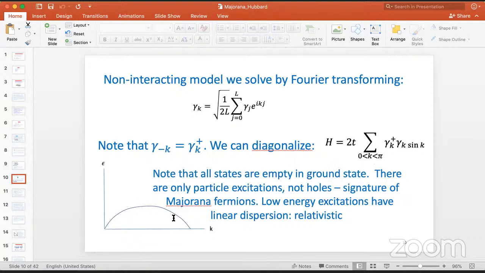So we don't have any holes, we only have particles. The ground state simply has all states empty, and we only have particle excitations, not holes. This is a signature of a Majorana fermion. I'll show you the relativistic version of this model momentarily. The low energy excitations have linear dispersion, as we can see from this curve.